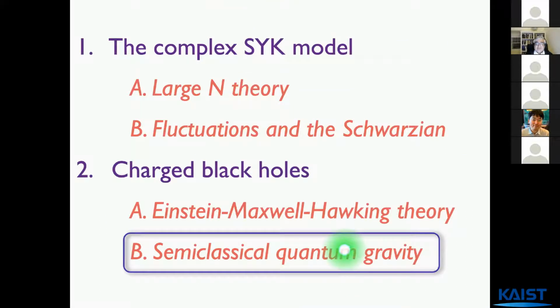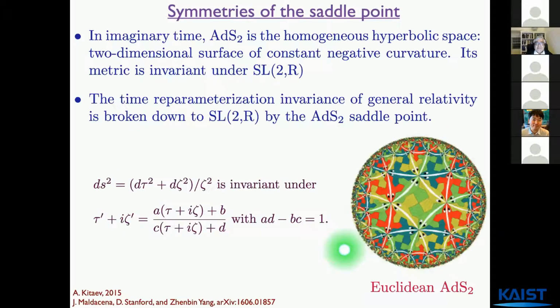Now we want to look at fluctuations. And the strategy is exactly the same. What is the symmetry of the saddle point? So now we are asking under what space-time transformations does the metric remain invariant? You have a saddle point, so it's an integral over metrics. The saddle point is AdS2. Under what transformation does AdS2 go back to AdS2? Well, amazingly, that's SL2R, the same group that we met in the SYK model. And that's really the key to why the two theories are the same.